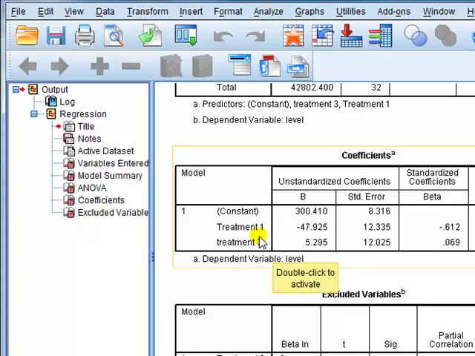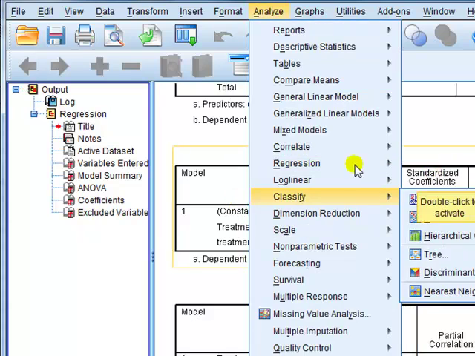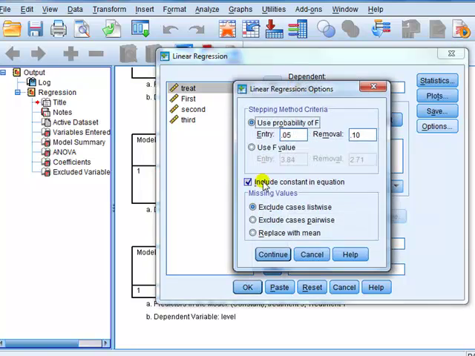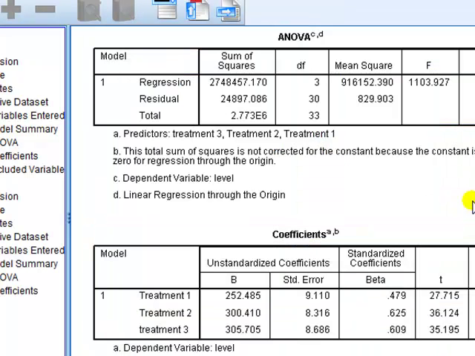Now, let's see what happens if we include all three treatments but exclude the intercept. So we go to Analyze, Regression, Linear. First, second, third. To exclude the constant, the intercept, we go to Options, and then here in this box, uncheck include constant in the equation. And OK. Right, what we see is now it's included all three in.